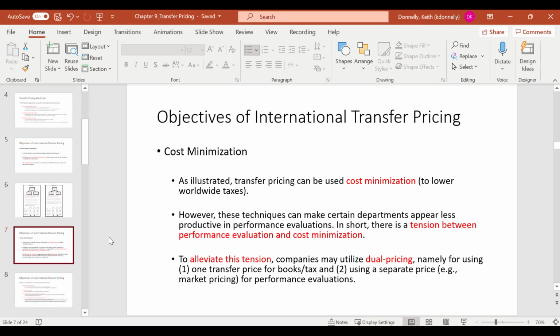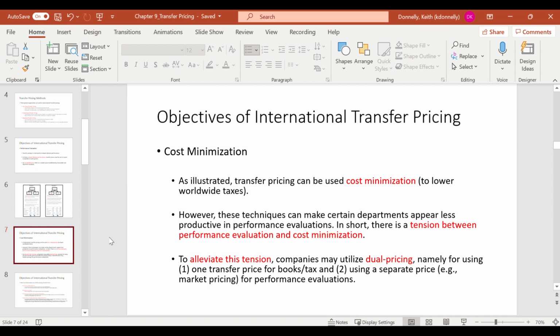So what was going on there in the second example was basically showing cost minimization. That is to say, the parent company wanted to lower costs by lowering taxes. This is great, right? But as we have seen, it can affect performance evaluation. So there's a tension between evaluating subsidiaries or divisions as well as cost minimization.